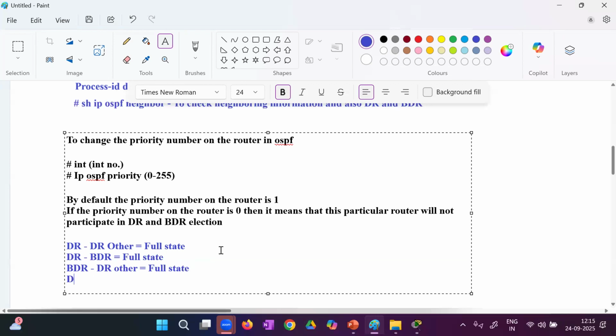And DR other and DR other will be in which state? Two-way. Two-way state. Yes.